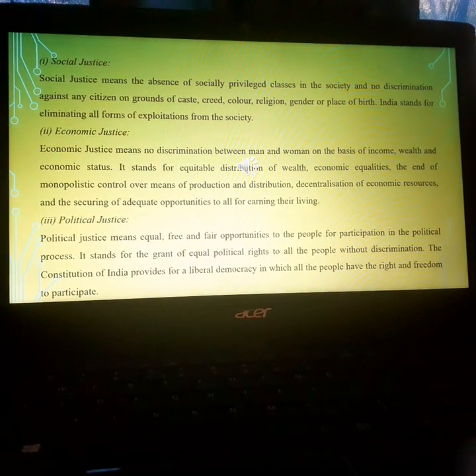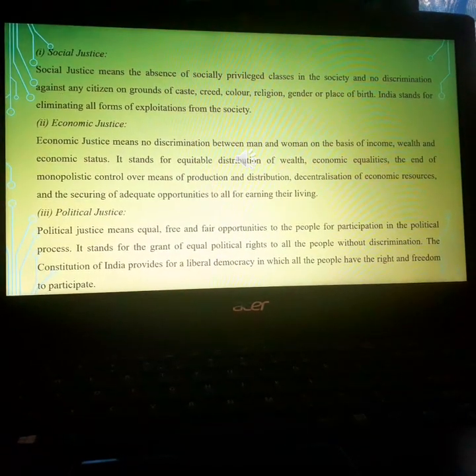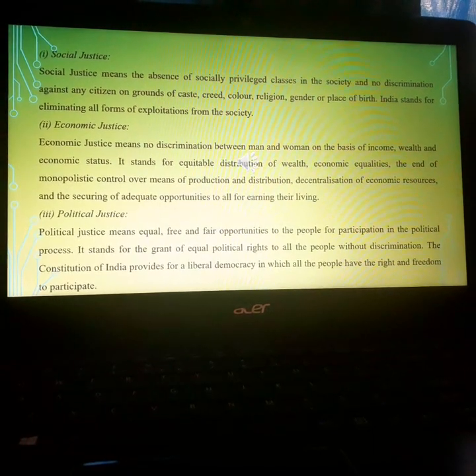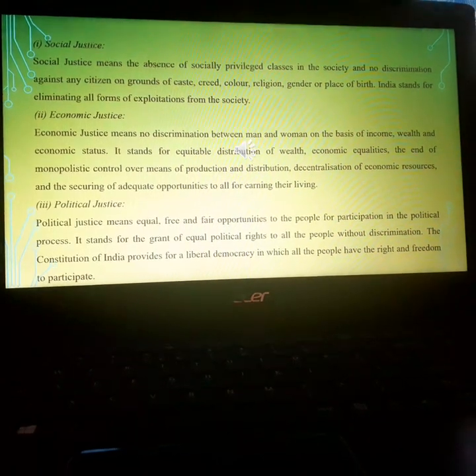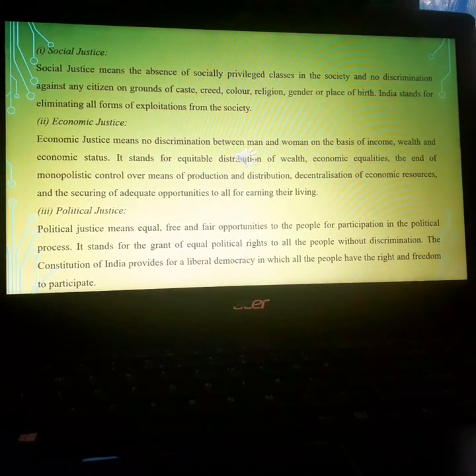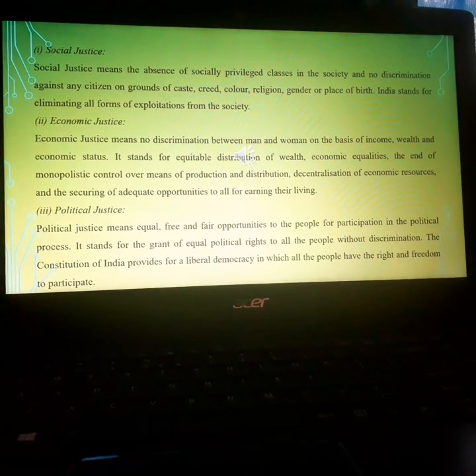Social justice. Social justice means the absence of socially privileged classes in society and no discrimination against any citizen on grounds of caste, creed, color, religion, gender, or place of birth. India stands for eliminating all forms of exploitation from society.